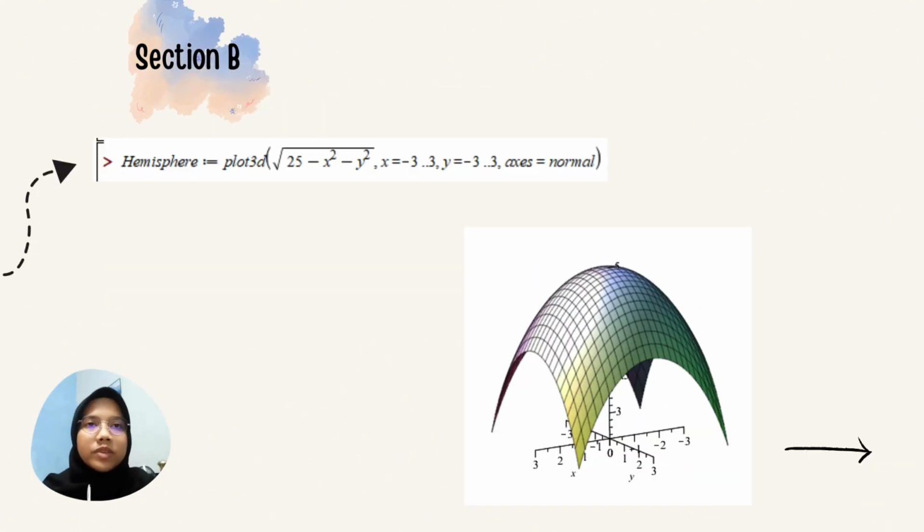And then we move to the hemisphere coding, which is hemisphere equal to plot3d, open bracket, square root of 25 minus x squared minus y squared, comma, x equal to -3 until 3, comma, y equal to -3 until 3, comma, axes equal to normal, and then close bracket. After we click enter, we will get this shape.